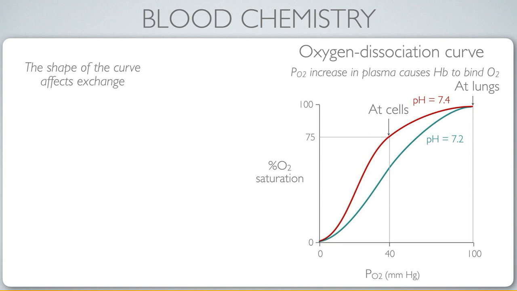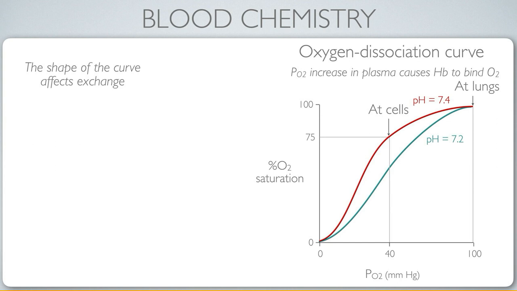Let's just consider what happens at 40 millimeters of mercury. This is sort of typical for resting cells. We're at a lower saturation level on the green curve than on the red curve. So what that means is that the blood at a pH of 7.2 is going to be less saturated at 40 millimeters of mercury than the blood at 7.4. If it is less saturated, that means that more oxygen has been released by the blood, thereby making more oxygen available to the cells.